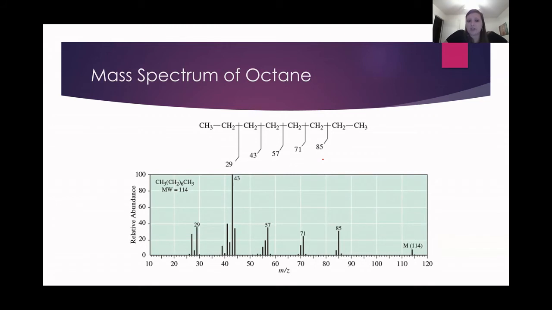This is the mass spectrum for octane. And again, you see the fragment for 29 is CH2CH3. The fragment for 43, which is our base peak in this case, is a 3-carbon chain all the way up to a 6-carbon chain. Again, we see our M+ peak all the way out at 114, indicating that the molecular weight of this molecule is 114.